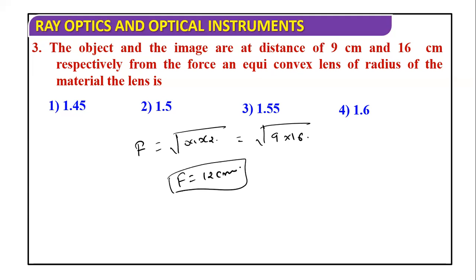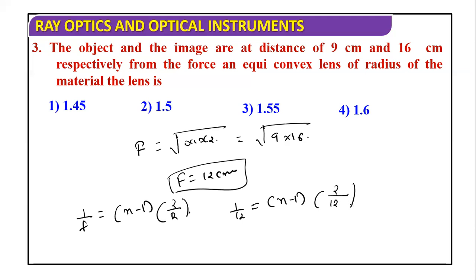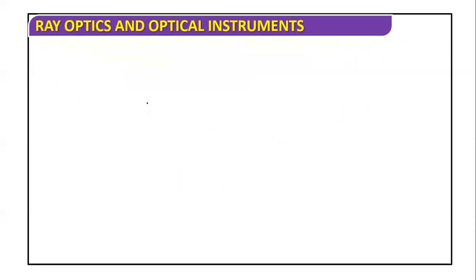Now applying lens maker's formula, we have 1 by f is equal to n minus 1 into, for equiconvex, 2 by R. So 1 by 12 is equal to n minus 1 into 2 by 12. Solving this, we will get 1.5. The second option is correct.